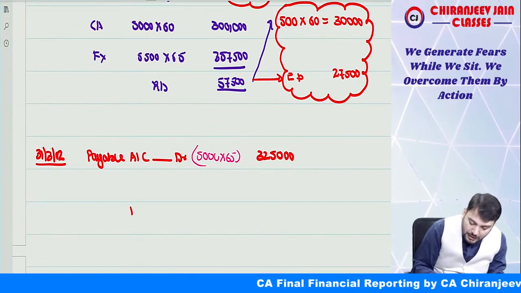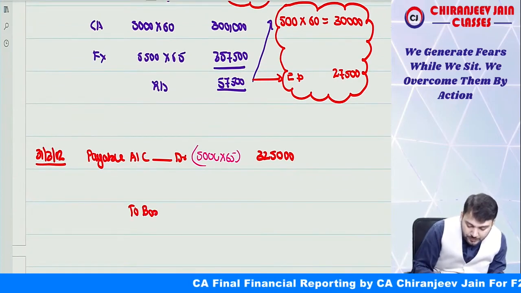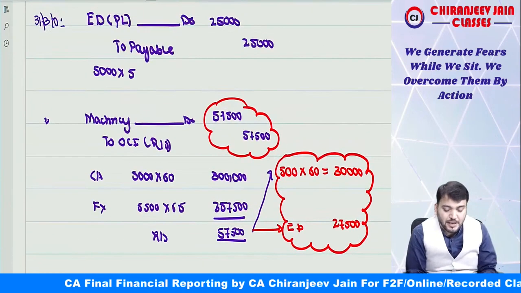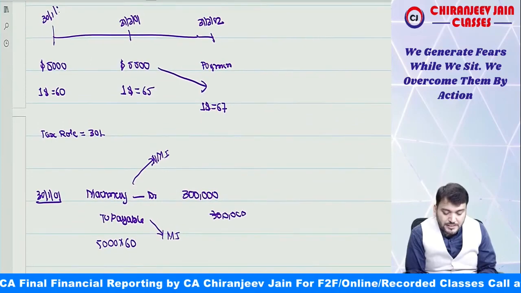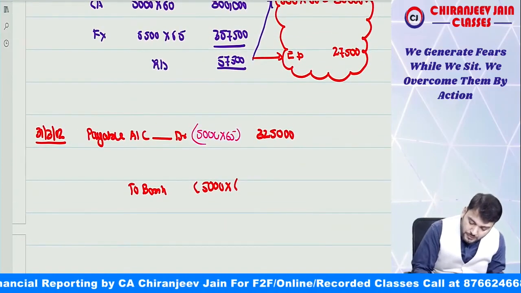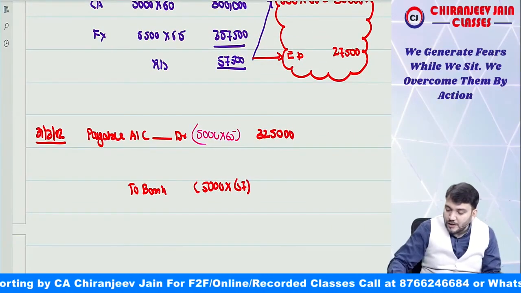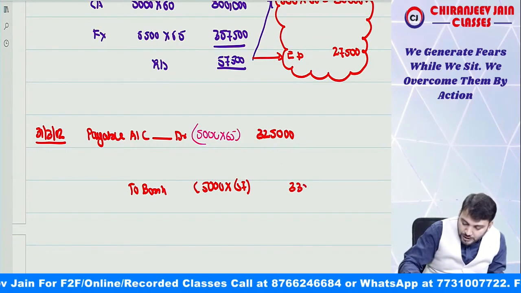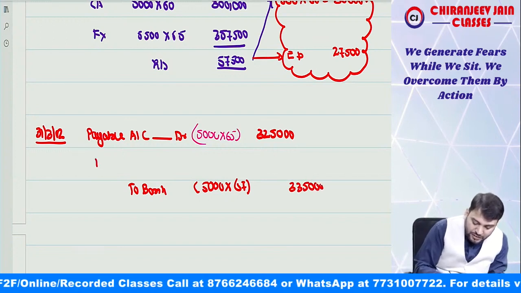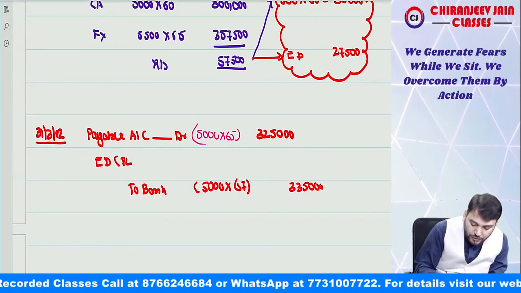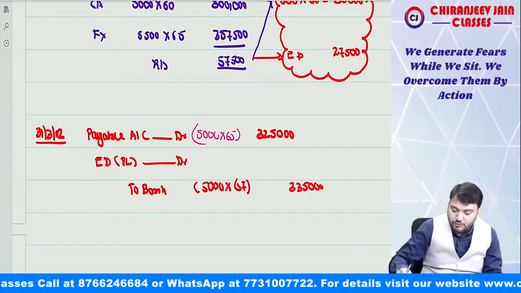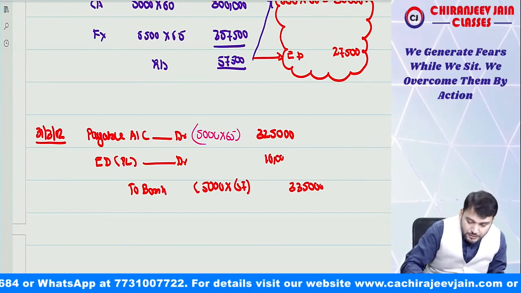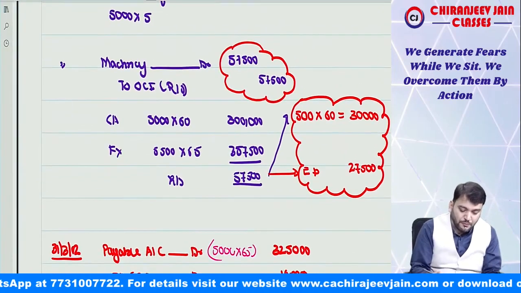Yes, sir. And how much will the bank pay? It is 5,000, and as per the exchange rate on this date, 67. So 5,000 into 67 is equal to what? 3 lakh 35,000. The exchange difference, a loss, will be debited. So this will be 5,000 into 2, that is 10,000. Correct?